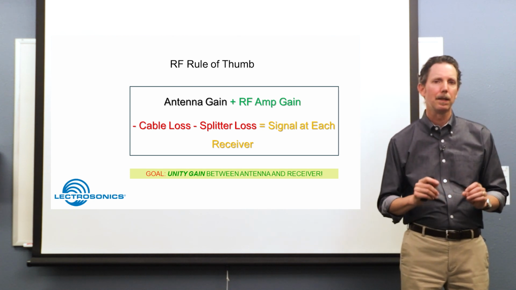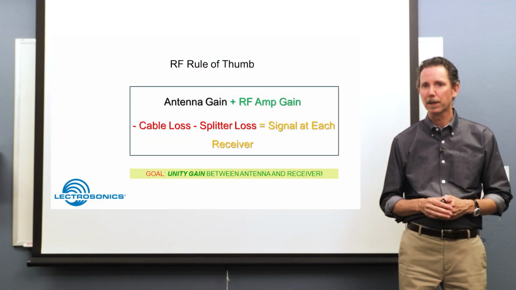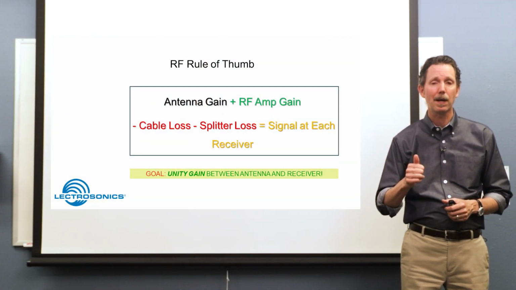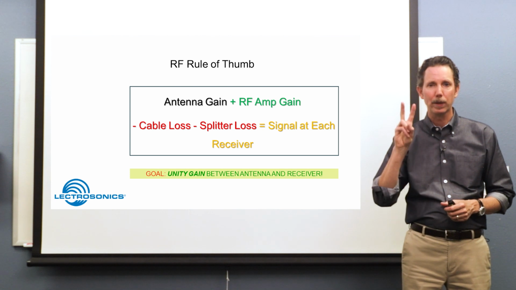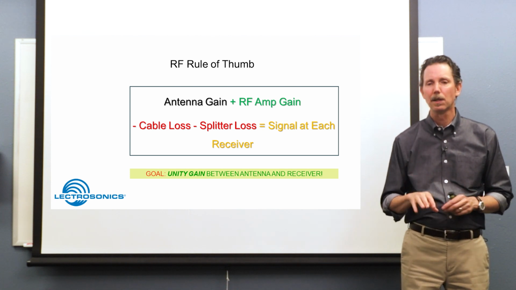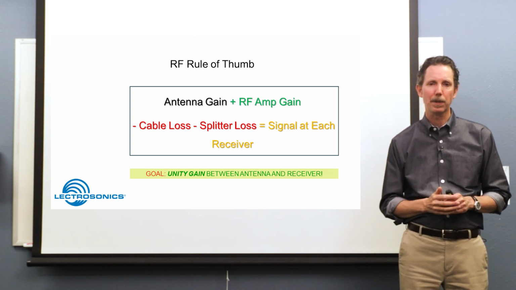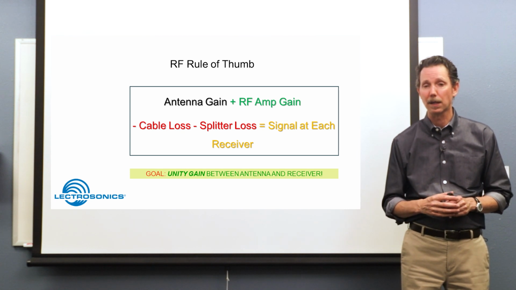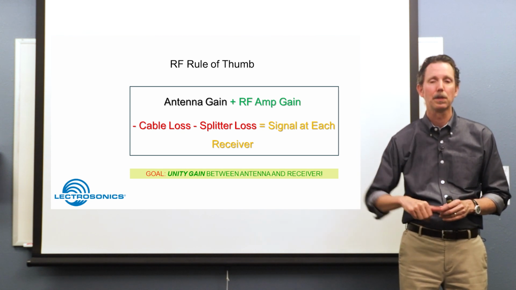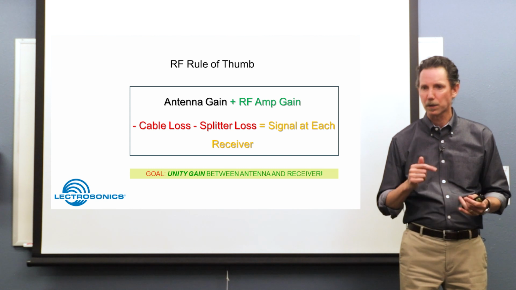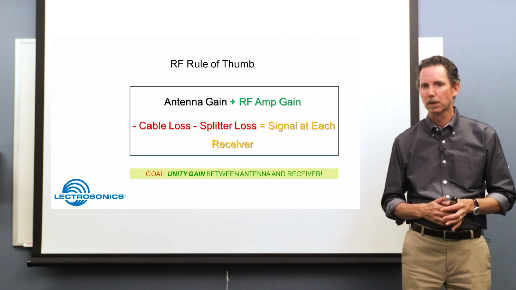And the goal is to boost or cut just enough so that you have unity gain through your antenna system to your receivers. More boost is not better, and that's a very common misunderstanding. People feel that they want to boost their RF with an amplifier or an amplified antenna, and that will give them more range. The truth is, there's a chance that you're going to overload something further down the chain in the RF chain, and that's going to definitely reduce your RF performance, cause more dropouts, cause more issues.